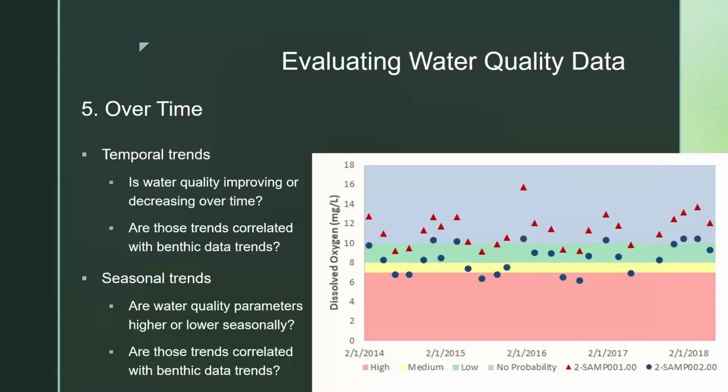Temperature, obviously, and dissolved oxygen are both going to naturally have seasonal trends. Well, do those seasonal trends correlate with trends that we see in the benthic data as well? We have fall and spring benthic data. Well, what do the levels of individual parameters look like in late summer leading into fall and in the winter leading into spring? Because those conditions will influence what the benthic health and benthic scores will tell you in that particular season.